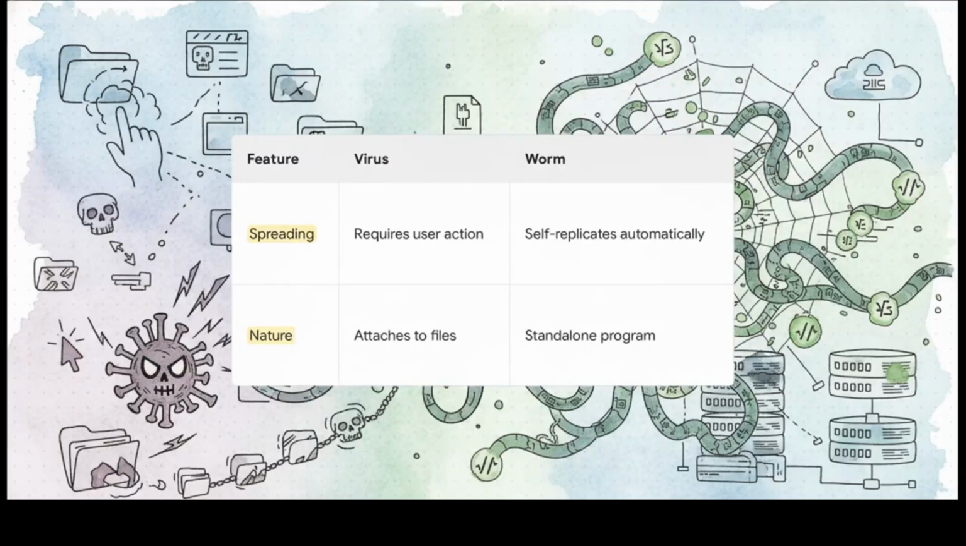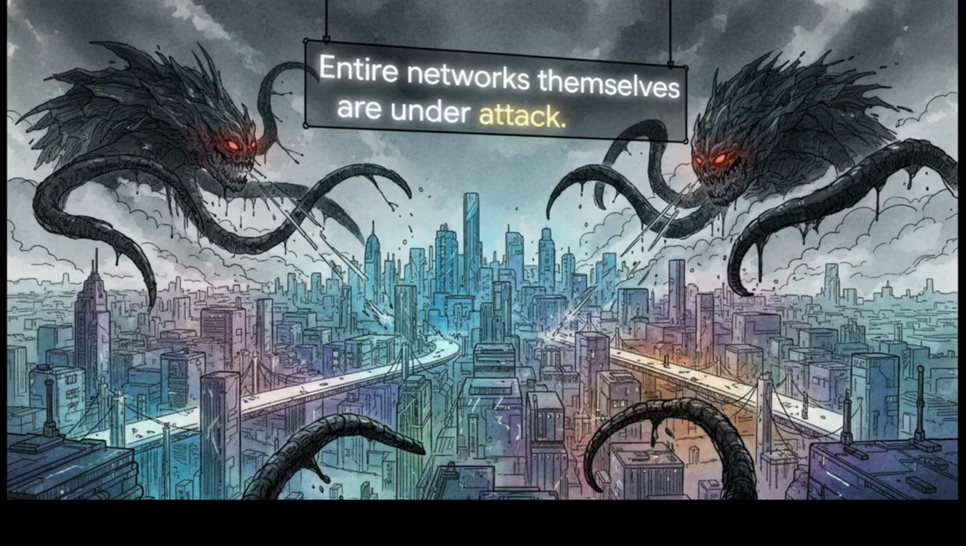So people use the words virus and worm all the time, but they're not the same thing. And the key difference? It's all about how they spread. A virus needs a person to do something, like click on an infected email attachment. It needs you to give it a ride. A worm, on the other hand, it's a whole different beast. It can copy itself and spread across a network all on its own, infecting machine after machine automatically. No human help needed.